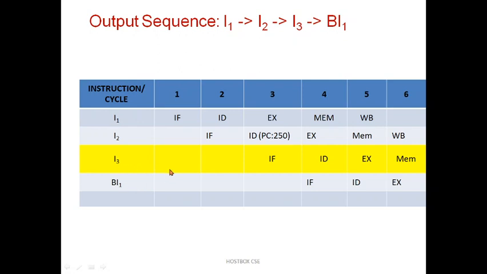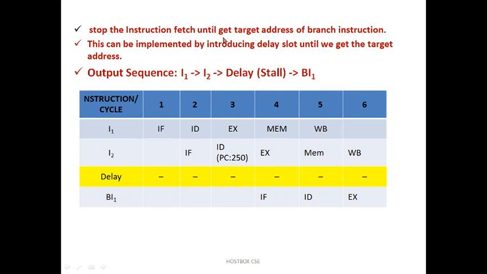So now what can I do? Remember these points here. The instruction fetch unit of a CPU is responsible for providing a stream of instructions to the execution unit. The problem arises when one of the instructions is a branch instruction to some other memory location. So how do we solve it? We can introduce a delay. One option is to stop the instruction fetch until we get the target address of the branch instruction. This can also be implemented by introducing a delay slot until we get the target address.